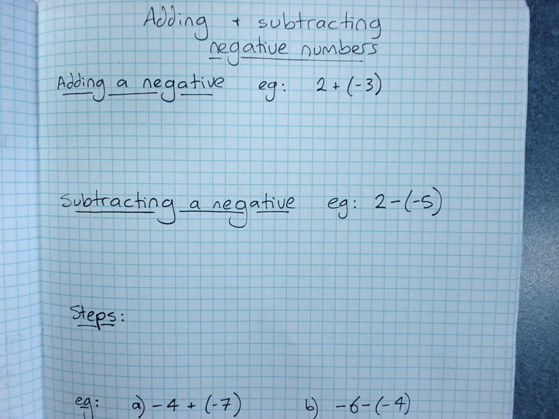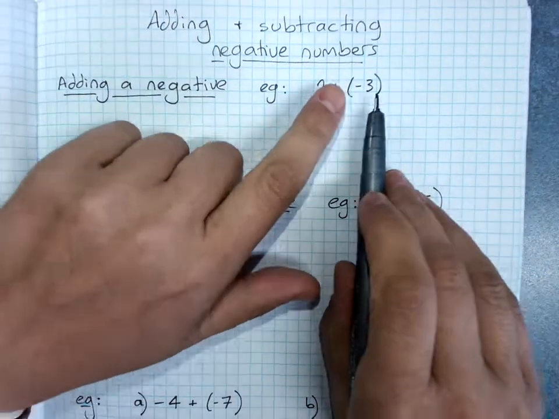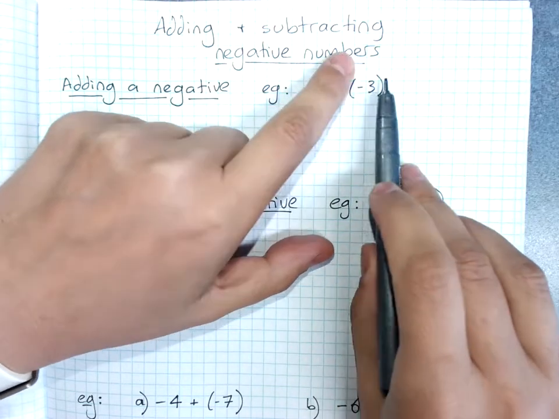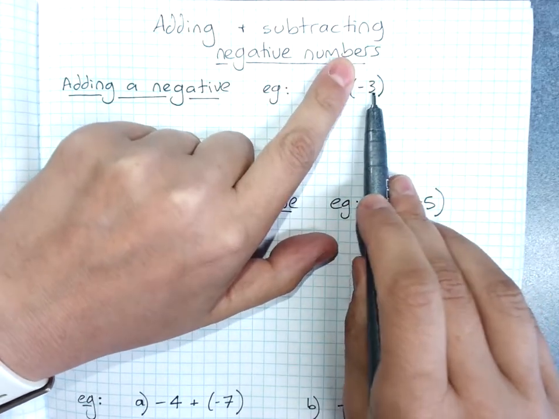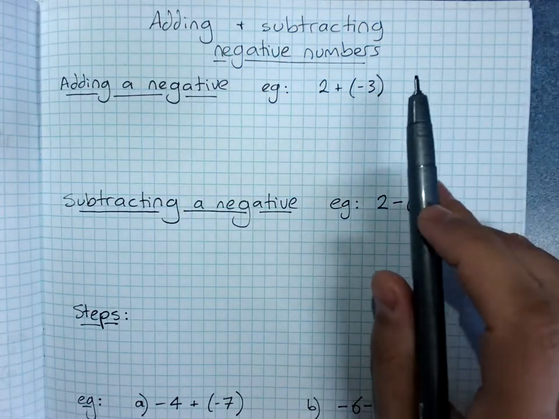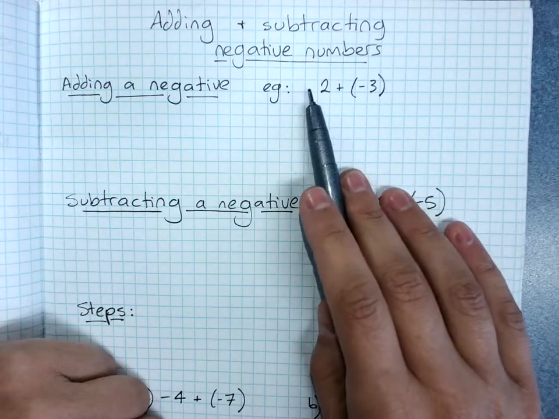Adding and subtracting negative numbers. When a sum gives us a negative number, they will often put it in a bracket like this to say the negative belongs with the 3. Remember that the sign always belongs with the number that comes after it. So there's no sign here, but that would be a positive.